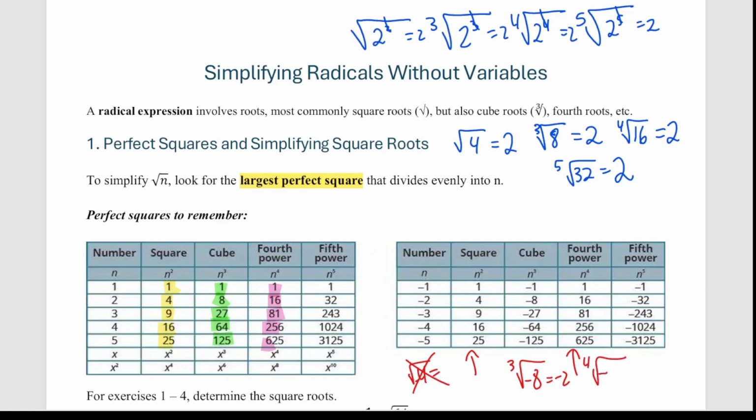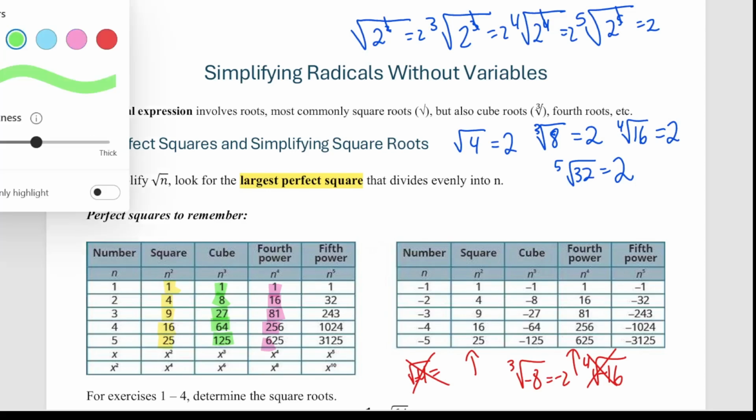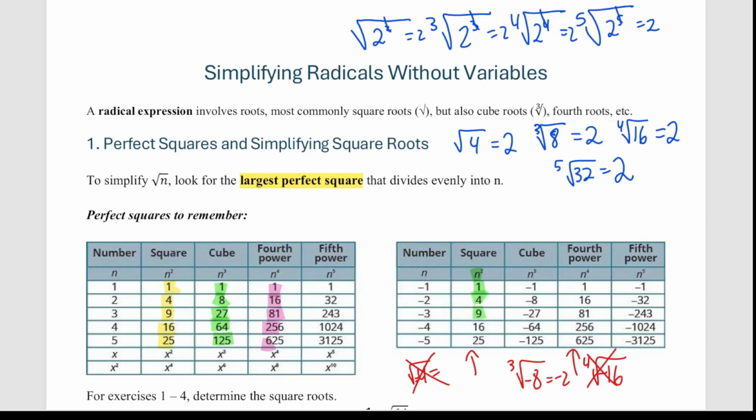Sorry, I might have said positive 4. Square root of positive 4 is 2. Square root of negative 4 is not a real number. Fourth root of negative 16, also not a real number. So if you're going to have negatives, you want to make sure that you are dealing with odd powers, because all of those negative numbers raised to even powers become positive. Negative numbers cubed are cool. Negative numbers to the 5th power are also cool. Those will stay negative. 7th power, 9th power, etc.